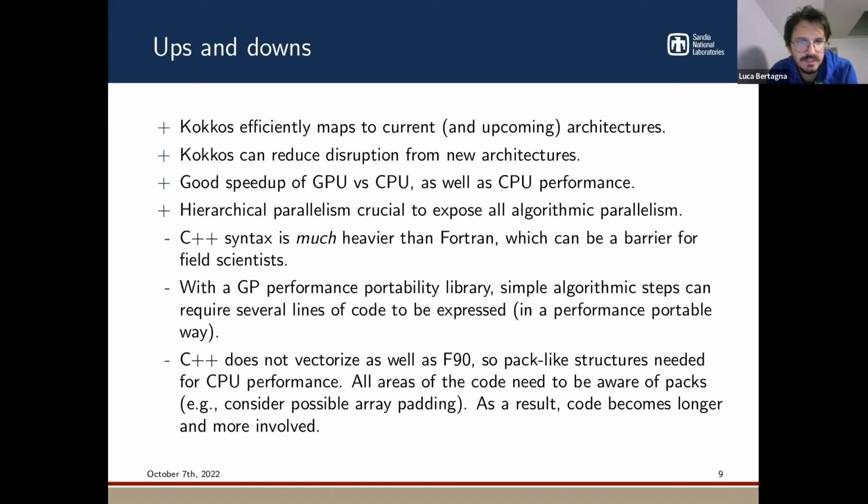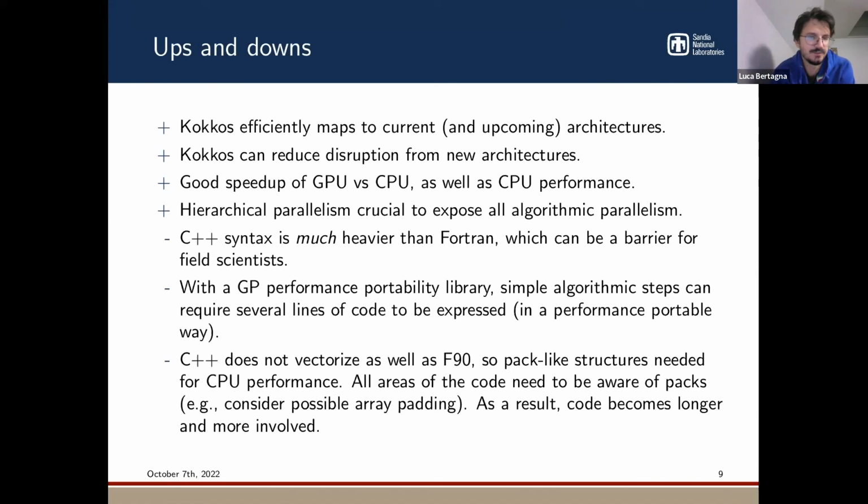Hierarchical parallelism is crucial, at least in E3SM and in the atmosphere component of E3SM, to achieve performance portability, because it allows us to expose several layers of parallelism. Sometimes you have embarrassingly parallel nested for loops. That way you can just flatten and collapse the for loops, but in other cases you need to recycle some work. In that case, hierarchical parallelism is really crucial.